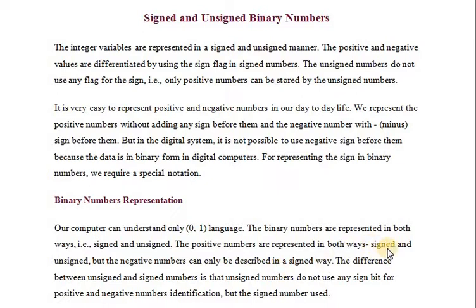In signed, you can represent a plus before the positive number, or you may not represent a plus sign before the positive number. For example, if it is 5, it indicates a positive, and plus 5 also indicates a positive. But negative numbers can be represented only in the signed way. If you represent minus 5, only then it is a negative number. If not, it is a positive number. So this is not a minus, this is a hyphen.